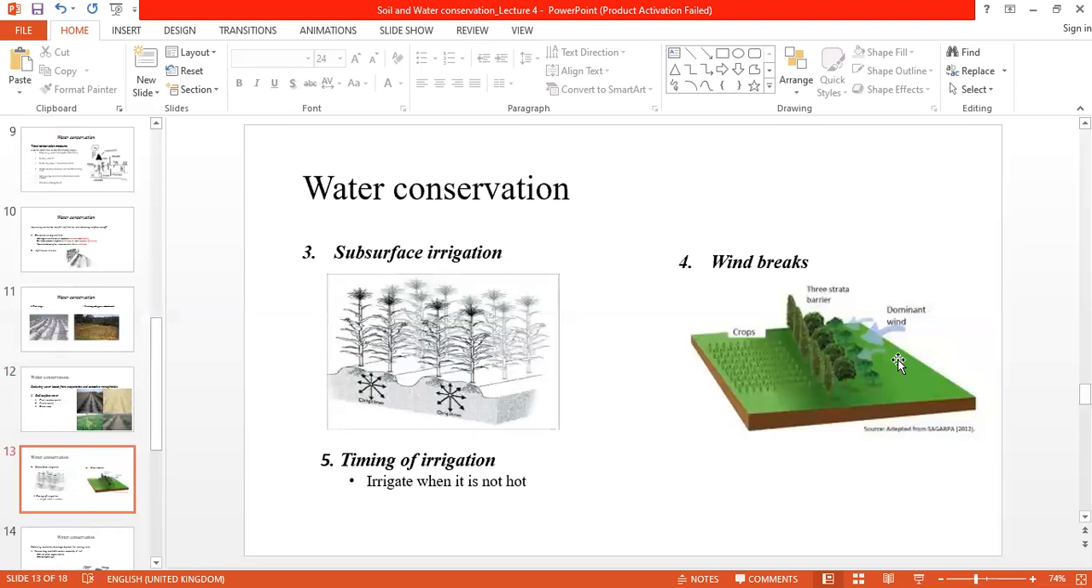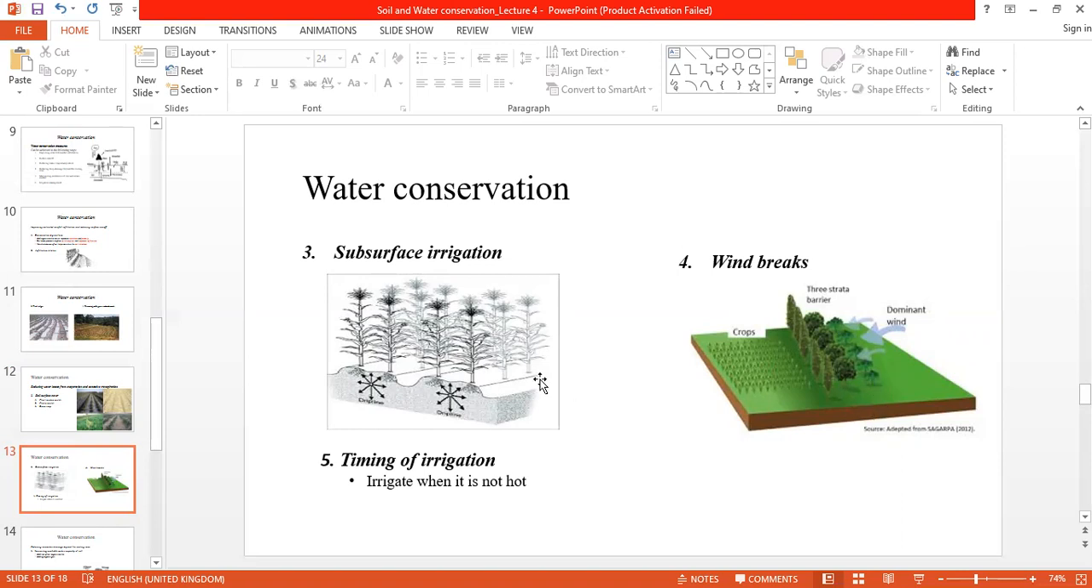Then another way that you can reduce evaporation of water is using subsurface irrigation. Instead of using surface irrigation, where the water will be directly hit by the sun and start evaporating, you can put your irrigation pipes below the surface of the soil. That water will not be directly under the sun, and in that case, the rate at which you're losing your water will be reduced.